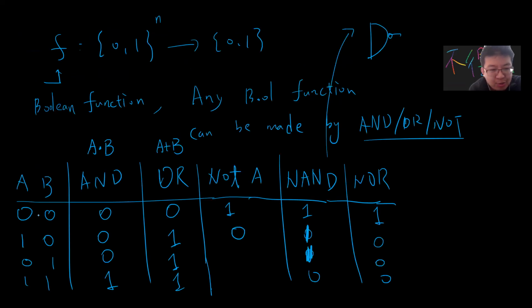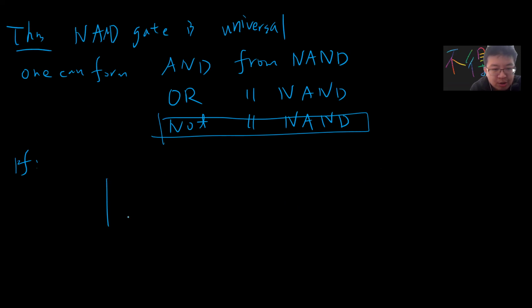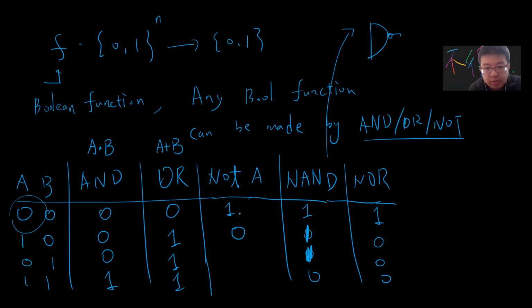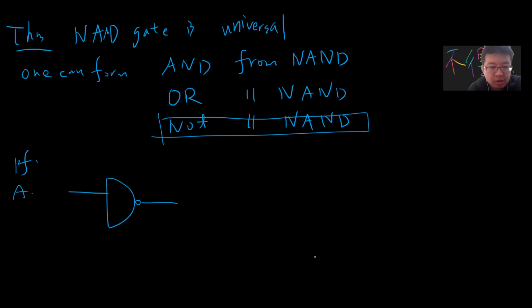If you see this, when A is 0, then the NAND is 1. Let's look at this. This is NAND, and let's say this is A. I want to create NOT by using NAND. How do I do this? I want to create a NOT gate using NAND. I should see that if I put 0, 0, I get 1, and if I put 1, 1, I get 0. So this is very trivial. I just put the same A into both inputs of this NAND gate. This will give me NOT.